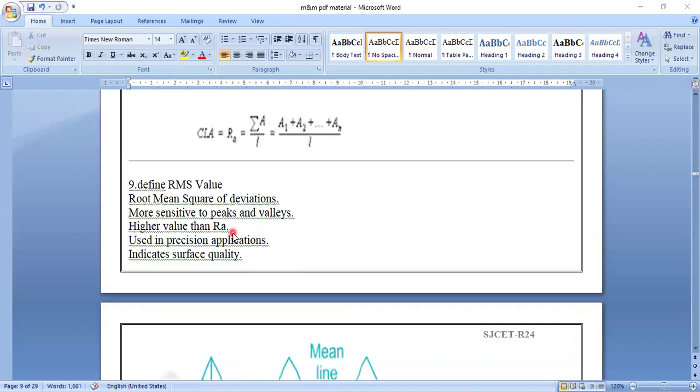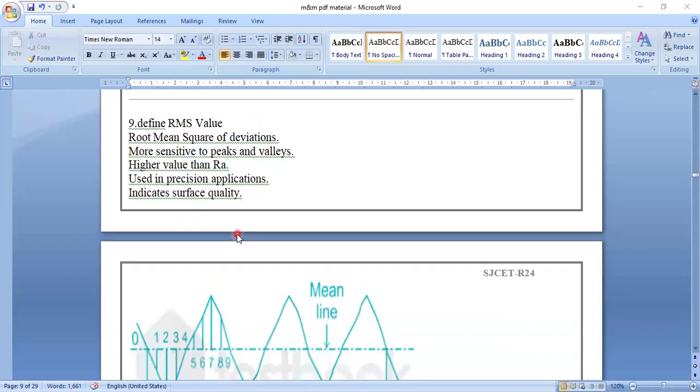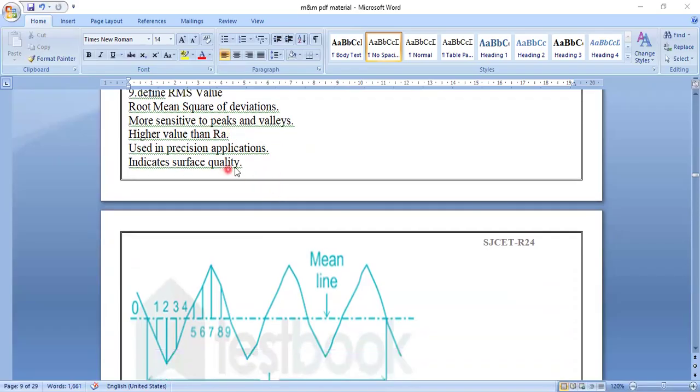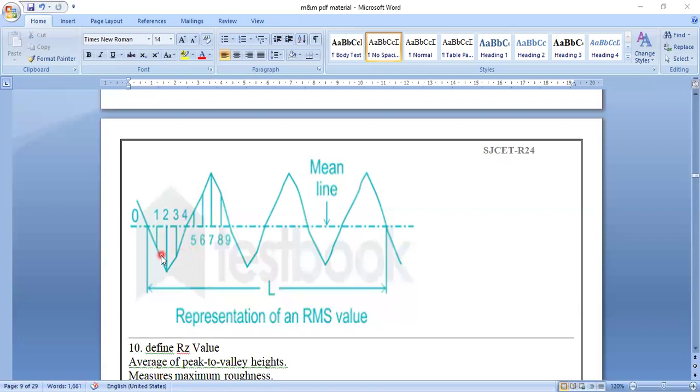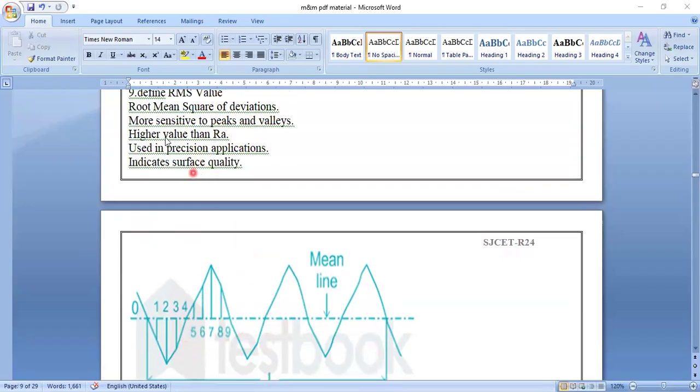Other than that, there is the RMS value of flatness, the root mean square of deviations. The RMS value is more sensitive to peaks and valleys, and higher than Ra. Instead of a plain average, we take root mean square deviations of peaks and valleys, used for precision articles. Here also we can divide it into 1, 2, 3, 4, 5, 6, 7, 8. Here also there are areas A1, A2, A3, A4, A5, between the mean line, and you can take the root mean square of all the deviations.